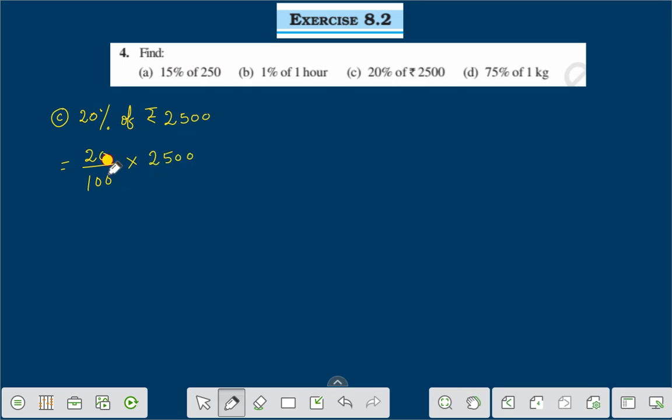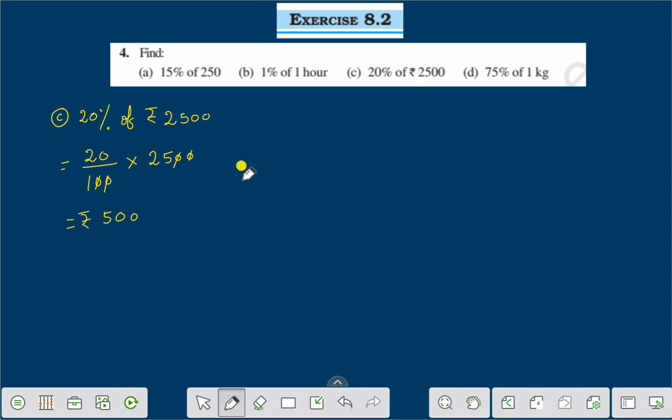This 0 and this 0 cut, and this 0 with this 0. That is we are getting 25 into 2, that is 50. 1 0 is left, that is 500. That we are getting rupees 500. Therefore 20% of rupees 2500 is rupees 500.